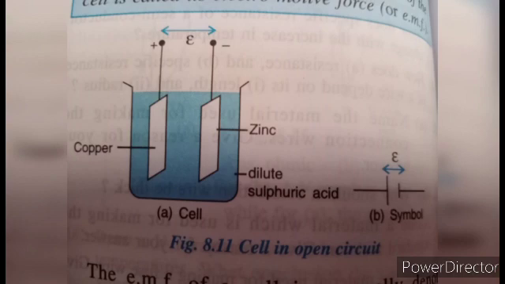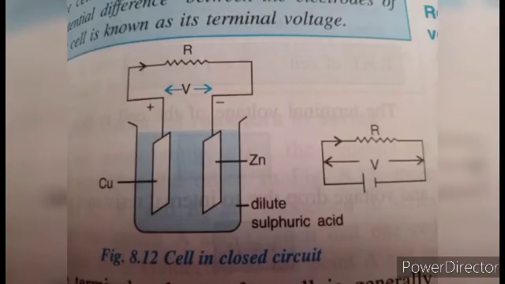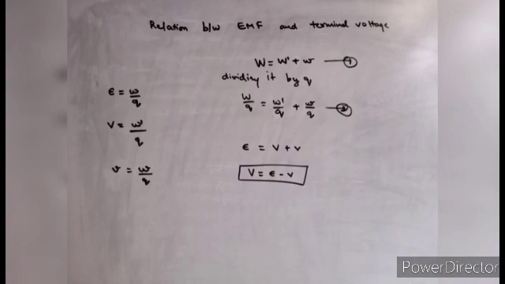Now, factors affecting the EMF of a cell. The first one is the material of the electrode, and the electrolyte used. These are some factors. Now, terminal voltage of a cell. When current is drawn from a cell, that is, when the cell is a closed circuit, the potential difference between the electrodes of the cell is known as terminal voltage, and it is denoted by the symbol V. The terminal voltage of a cell is defined as the work done per unit charge in carrying a positive test charge around the circuit connected across the terminals of the cell, and that is V equal to W upon Q.